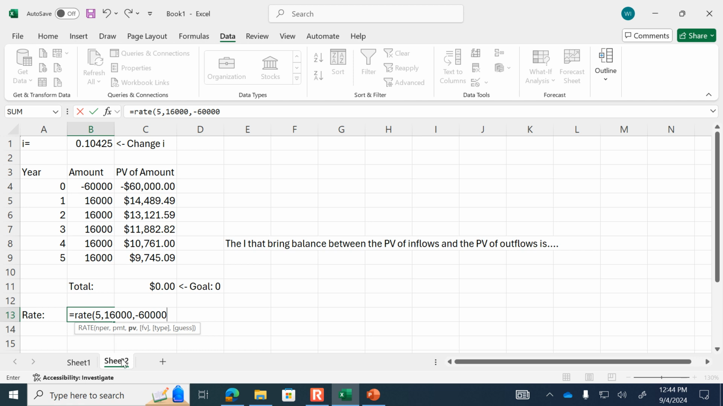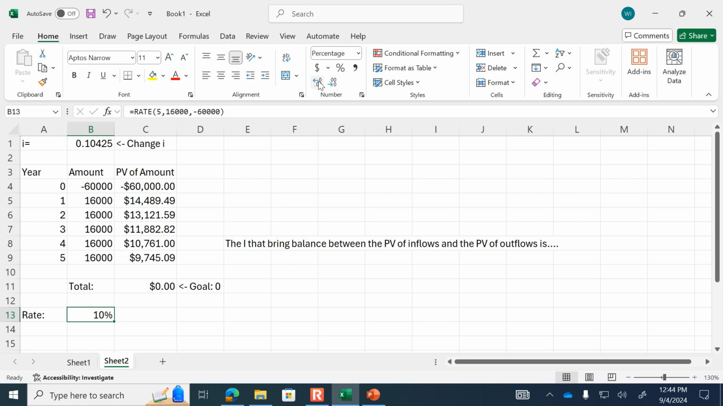And then these other things are optional. Yeah, the brackets mean it's optional. So I'm going to close parentheses and see if it can solve. It says 10%, but that's just because it's not showing all of the decimals here. So if I increase the number of digits it shows, 10.425%. So it found the same rate of return as we did.